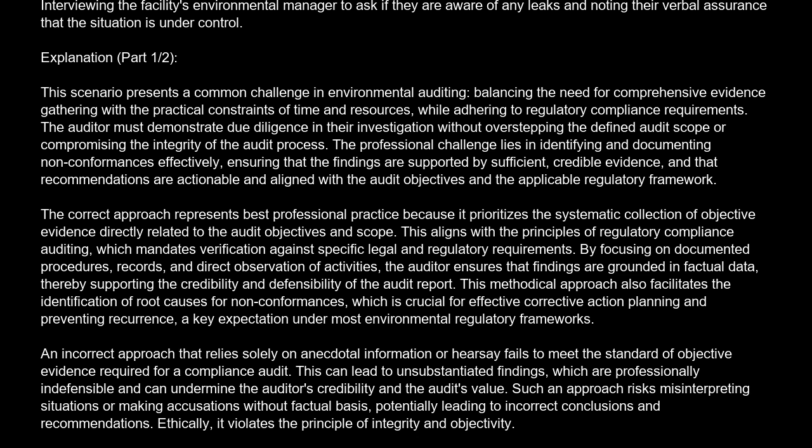An incorrect approach that relies solely on anecdotal information or hearsay fails to meet the standard of objective evidence required for a compliance audit. This can lead to unsubstantiated findings, which are professionally indefensible and can undermine the auditor's credibility and the audit's value. Such an approach risks misinterpreting situations or making accusations without factual basis, potentially leading to incorrect conclusions and recommendations. Ethically, it violates the principle of integrity and objectivity.